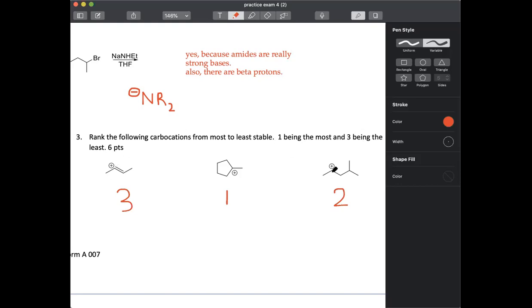So if we look here, we have 2 carbons being able to hyperconjugate because both of these are sp3, right? Here, how many carbons are able to hyperconjugate to stabilize that carbocation? Yeah, only one, right? Only this guy right here. That's the only sp3. This is sp2, so by definition, it cannot hyperconjugate. Okay.